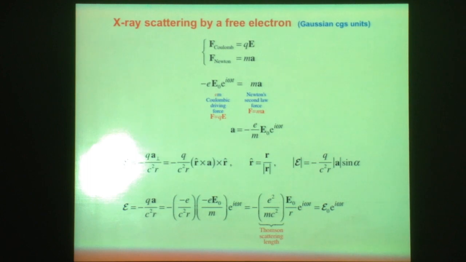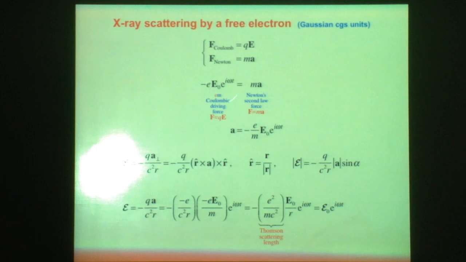And this summarizes it a bit more succinctly. The basic principle is we have to equate the Coulombic force with the Newtonian mechanical force, dynamic force, okay? QE equals MA, where the incident wave is E naught e to the i omega t. Solve for the acceleration, substitute in the expression for the scattered wave amplitude, and so this is just repeating what was on the previous slide.